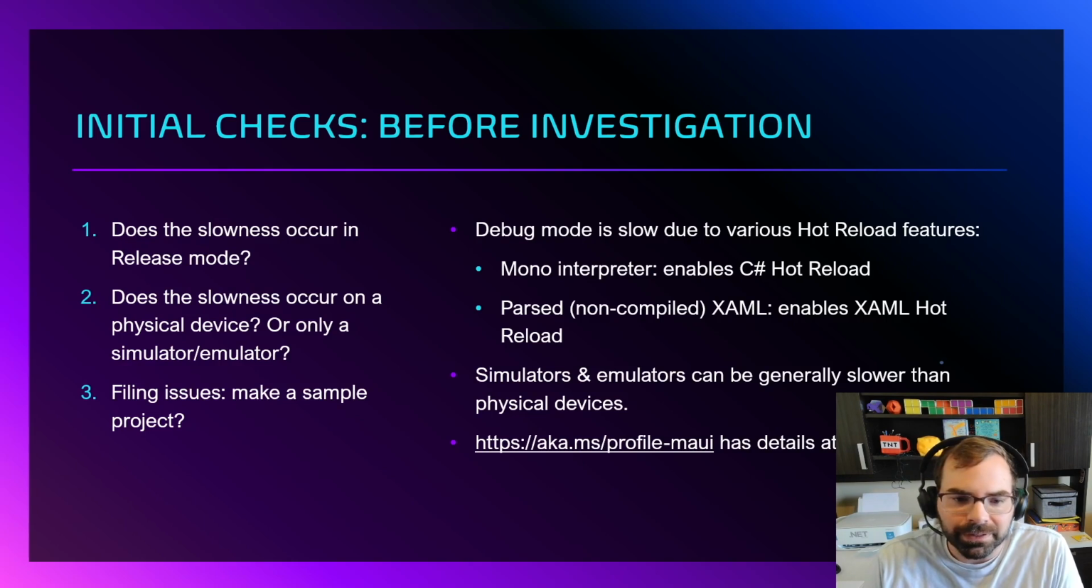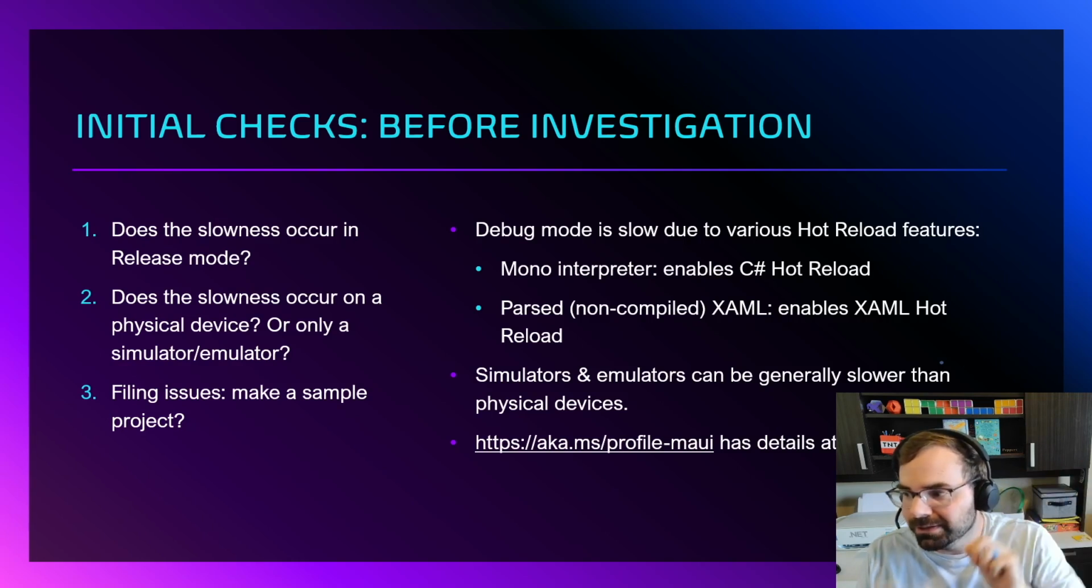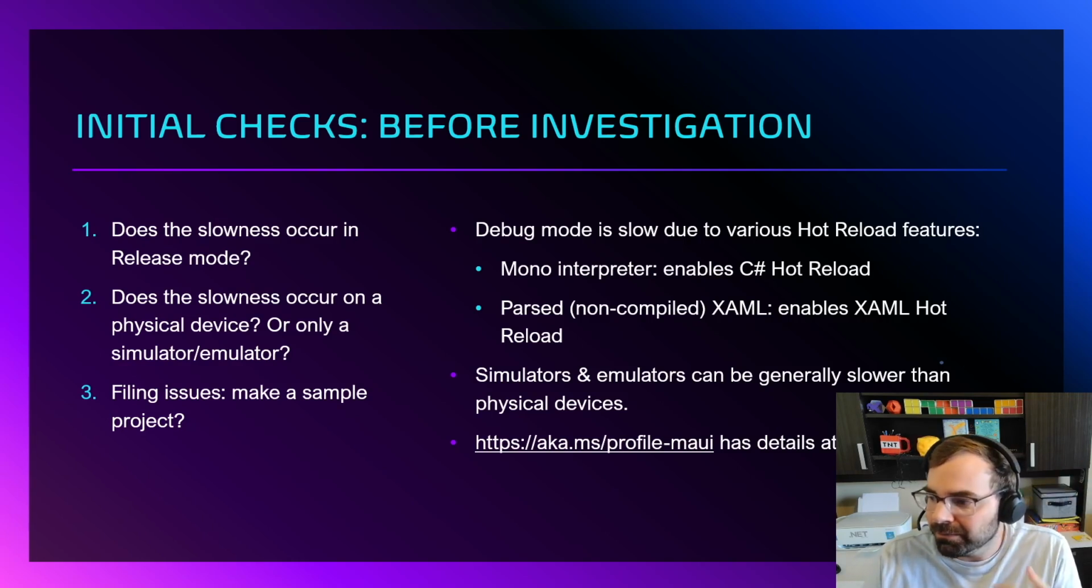So for example, the setting use interpreter true is on by default for debug, and that enables C# hot reload. So you could change the body of a method and click that little fire button in Visual Studio, and now VS Code has it too, and that will reload your code live. But that enables the Mono interpreter that is actually a bit slower in running code generally. Same with XAML hot reload.